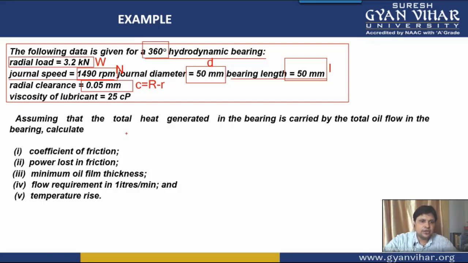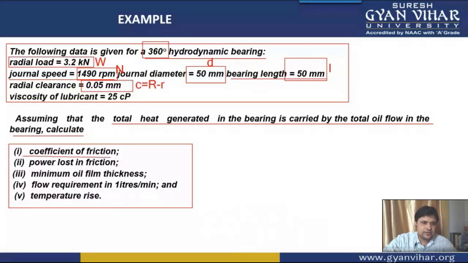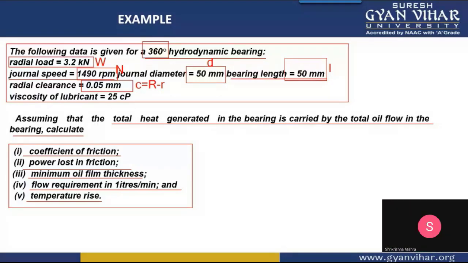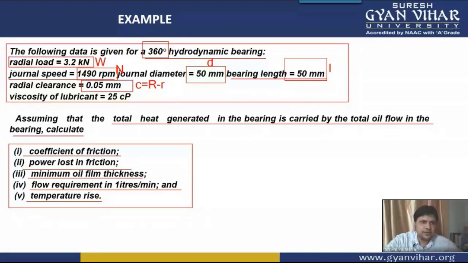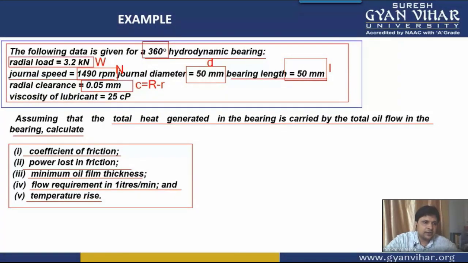Now assuming that the total heat generated in the bearing is carried by total oil flow in the bearing, we have to calculate all these values. First, coefficient of friction, power lost in the friction, minimum oil film thickness, flow requirement in liters per minute, and the temperature rise. These are the values which we have to calculate.